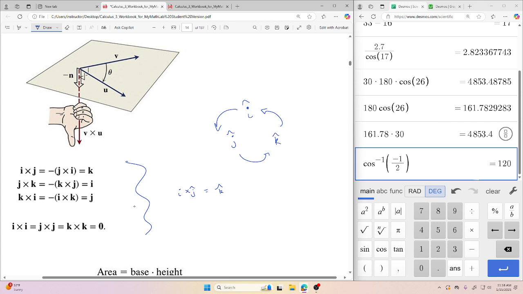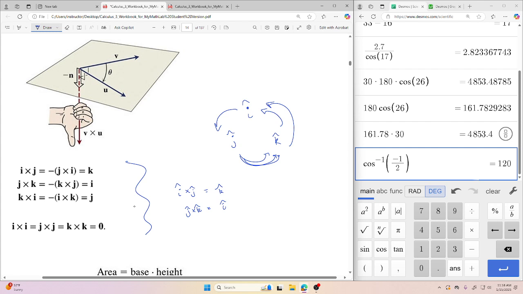And this is right hand rule as well. It's just more mathy, I guess you could say. So let's say that I had J cross K, right? So J cross K would be my I. It would be the other guy in a way, as long as you're going counterclockwise.